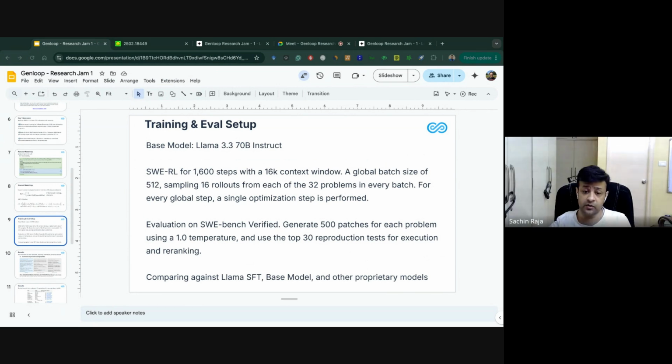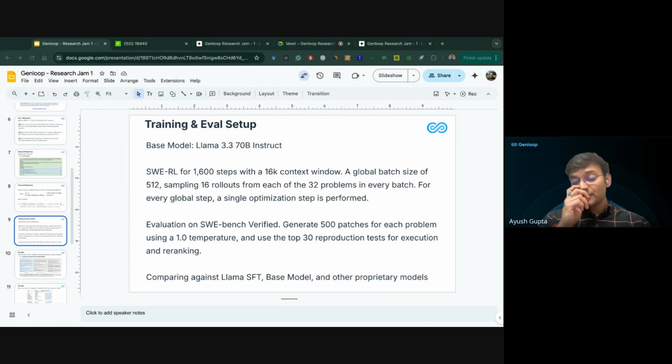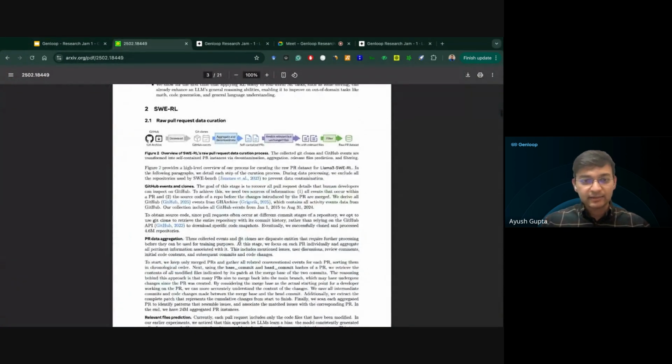Yeah, one thing I'm not able to understand clearly here is what do they mean by top 30 reproduction tests for execution? What I understood was that once they generated the patches, they are grouping them by similarity and taking the best one out of them and then doing a pass at one. We can actually go to the exact text and review.